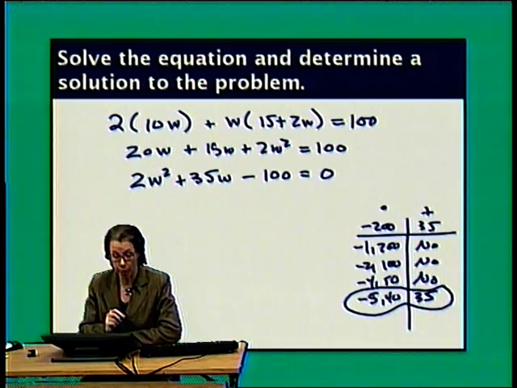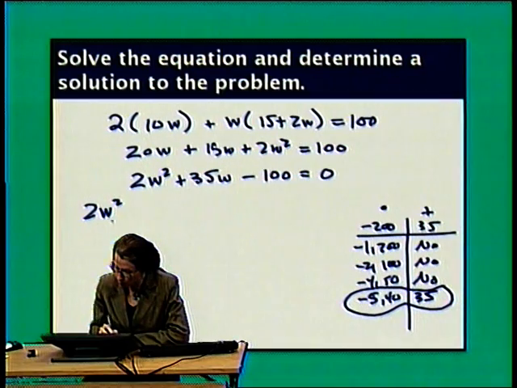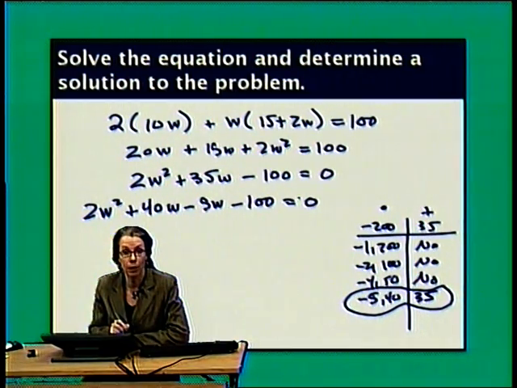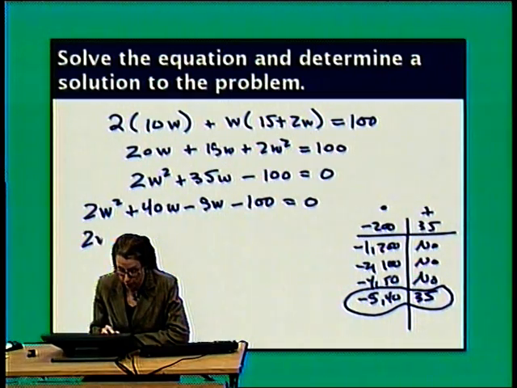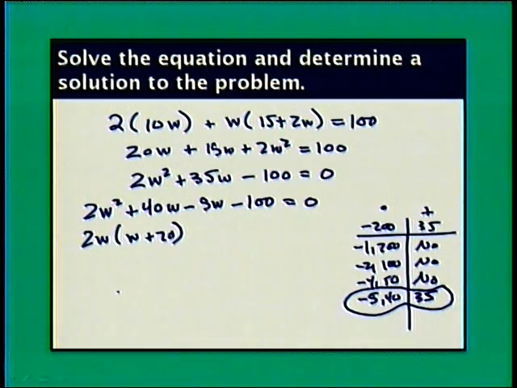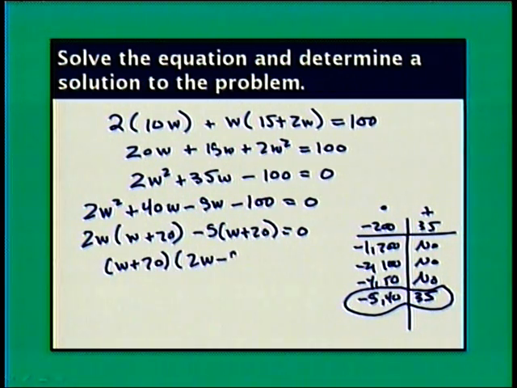Now I'm going to factor by grouping. So I have 2W squared plus 40W minus 5W minus 100 equals 0. Factoring by grouping, the first two terms share a common factor of 2W. Factoring that out leaves behind W plus 20. Factoring out the factor of -5 from the last two terms leaves behind W plus 20. I have a common binomial factor of W plus 20, leaving behind the binomial factor 2W minus 5.